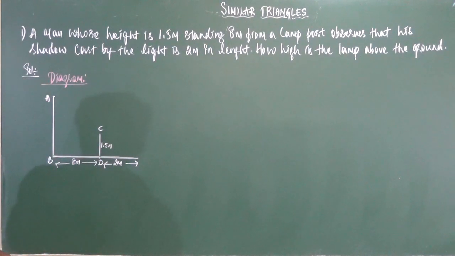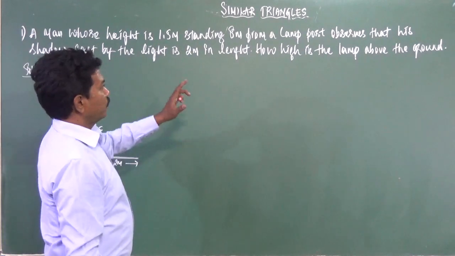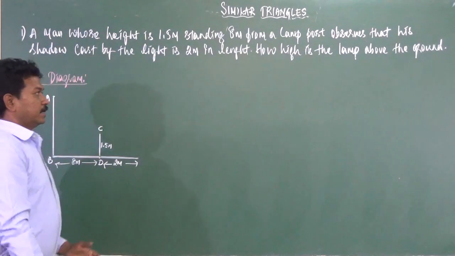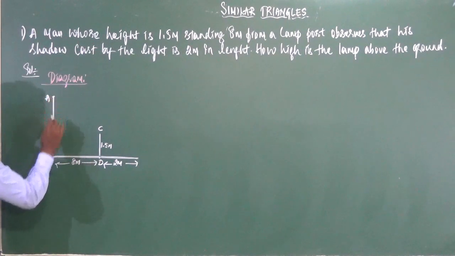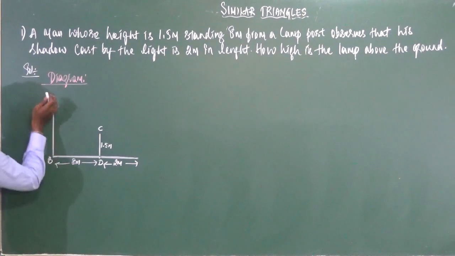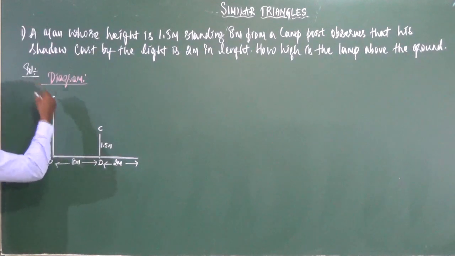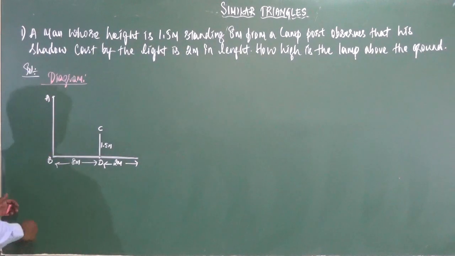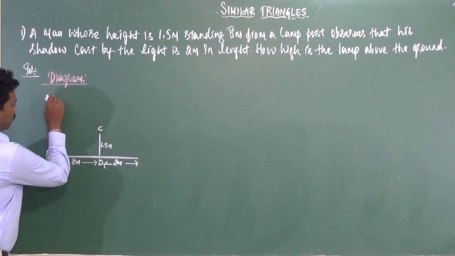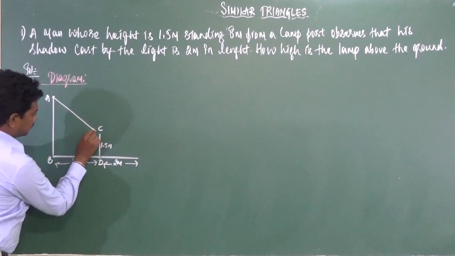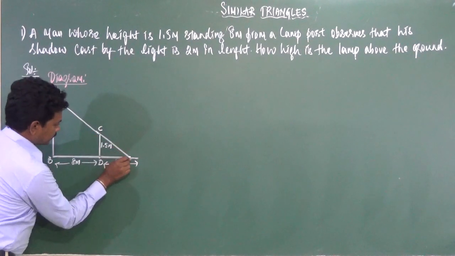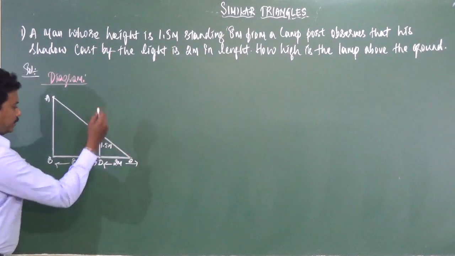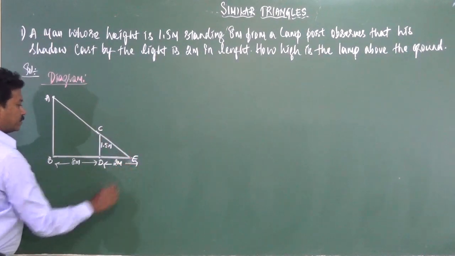So now, keeping these things in mind, how high is the lamp above the ground? If you consider this point A as the lamp, we have to calculate this distance, that is how high the lamp is from the ground level. So this is what we have to calculate. Just in order to complete the diagram, I am going to join AC and extend it to the ground. Let us take this point as E.